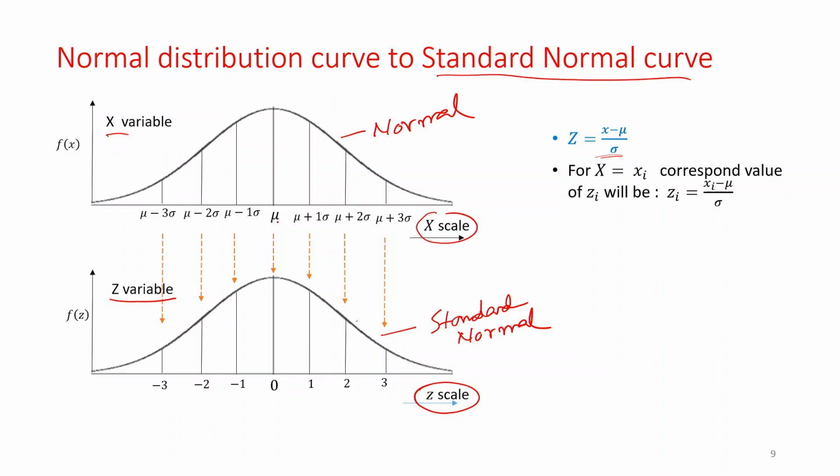Here we have drawn a few lines on the x-axis. For the x variable, the mean is here at the center, and then we have drawn some lines away from the center by 1 sigma, and this by 2 sigma. That's why it is written mu plus 1 sigma, mu plus 2 sigma, mu plus 3 sigma. Similarly on this side, the points are mu minus 1 sigma, mu minus 2 sigma, and mu minus 3 sigma.